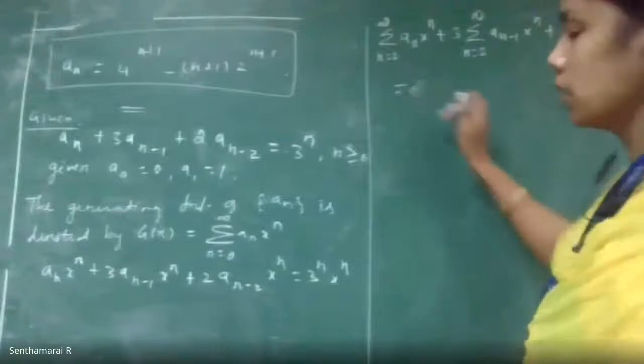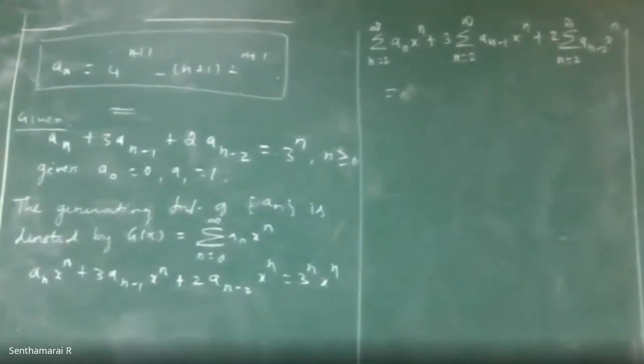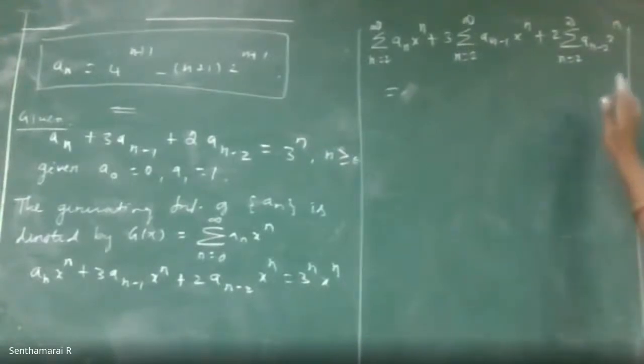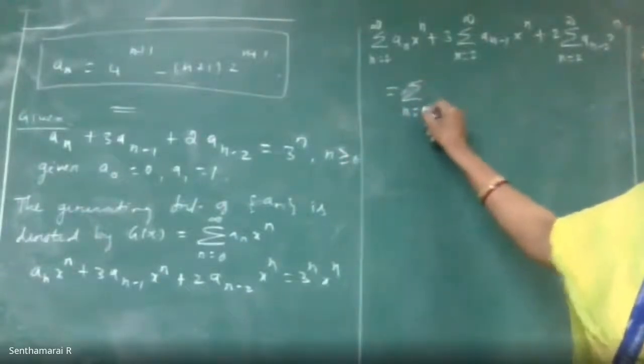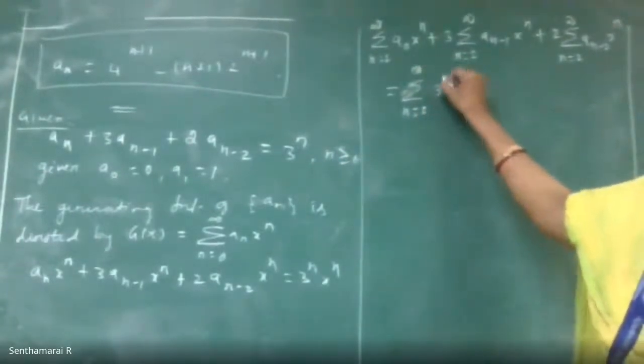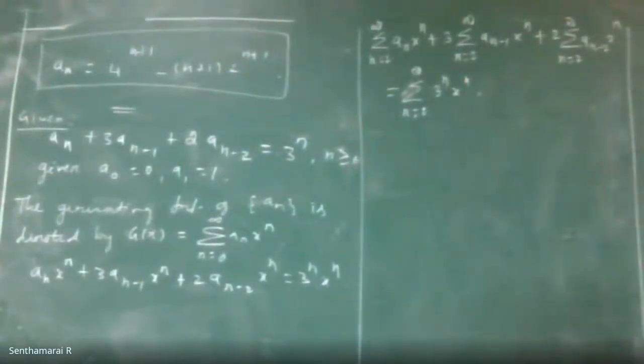Now we can't see the top of the board. You can see, na? Can you see? It is covered by the camera. Can you see it or not? Equal to summation n equal to 2 to infinity 3^n x^n. I'm not standing at the same position, so you can see.